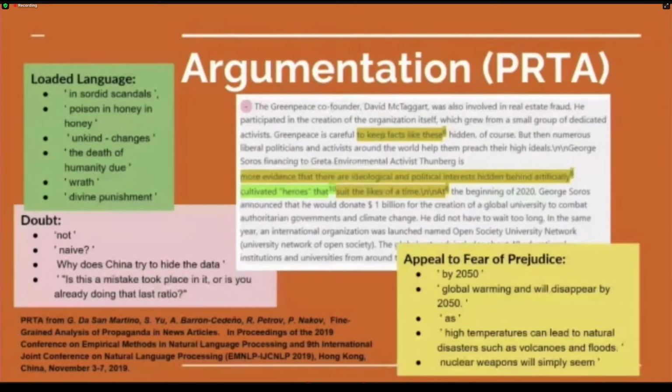Next, we use the PRTA model to extract the literary techniques of persuasion used in the disinformation, as well as the summary and disproof. As you can see here, there's an example of highlighted text, as well as a couple snippets pulled out by the PRTA model of the climate change disinformation related texts.